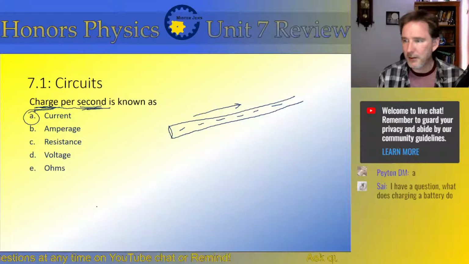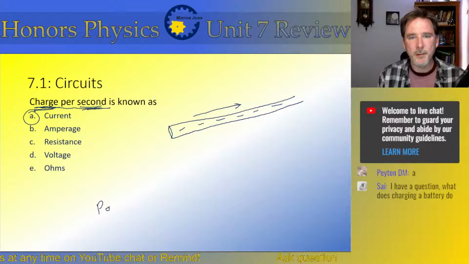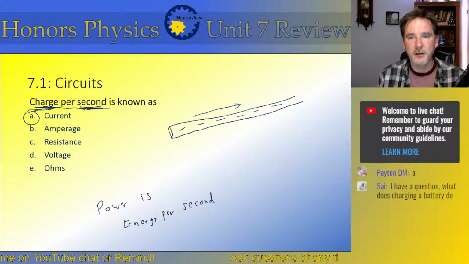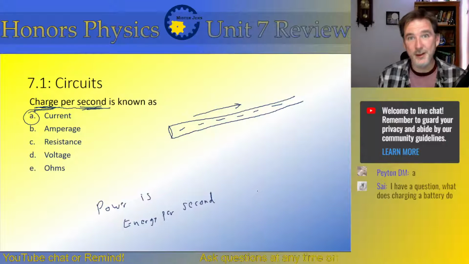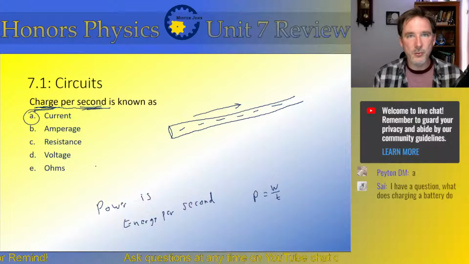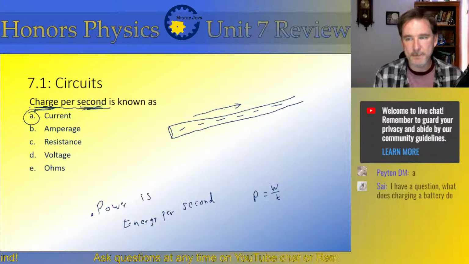I don't think I'm gonna ask this question, but I'll write it here. Power is energy per second. Okay. So if you remember back from January, P is, well, how did we say it? It was work divided by time, and work is energy. There's other ways to do it. But anyway, I only say that to compare it to current, charge per second.